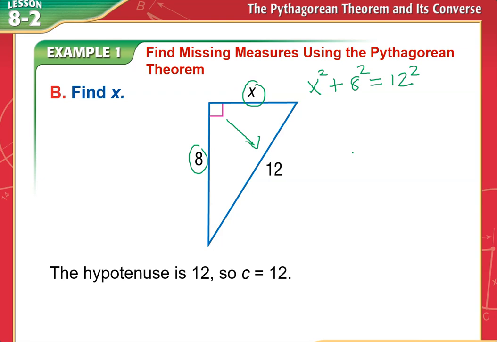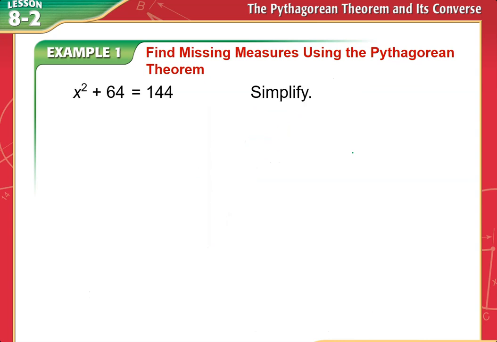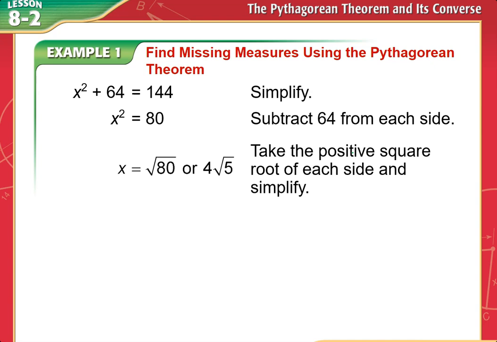So the hypotenuse is 12. So therefore, again, Pythagorean theorem. And there's our equation. And then we're going to solve by subtracting 64 from both sides and then take a square root. So the side length is the square root of 80, or reduced down to 4 square root of 5.